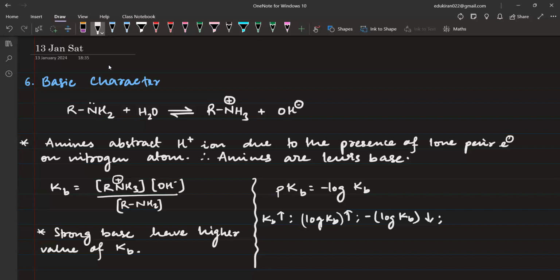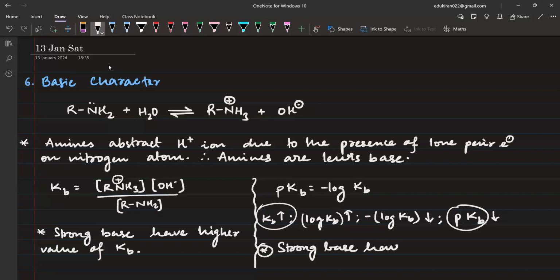And what is minus log Kb? It is nothing but pKb. So if Kb is higher, then pKb is lower, and that is why we will say strong base has lower value of pKb. Please write this down. Raise your hand once you're done.